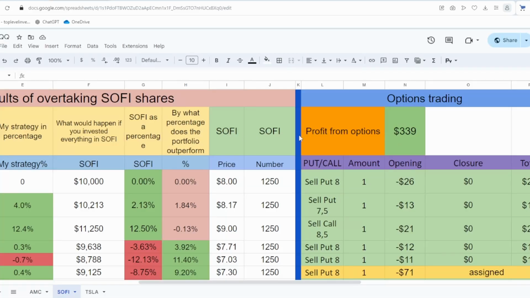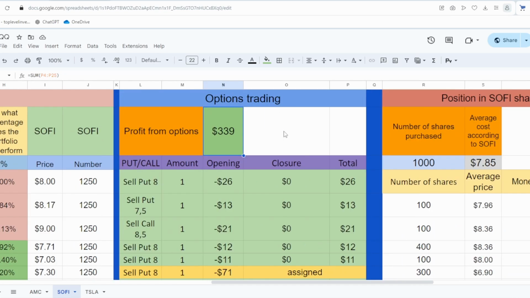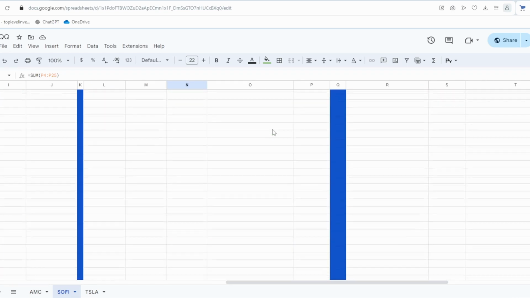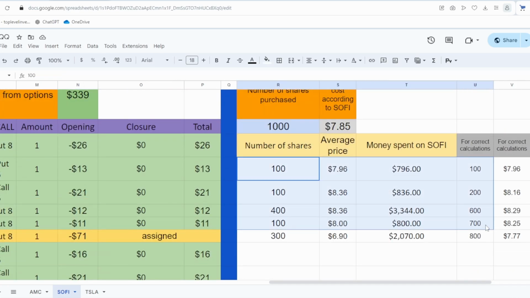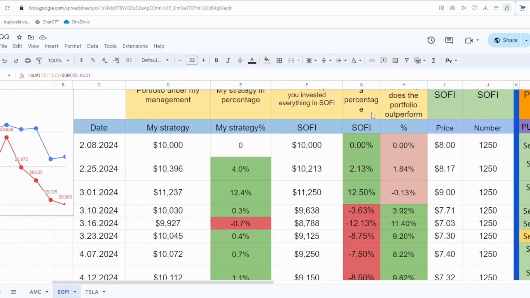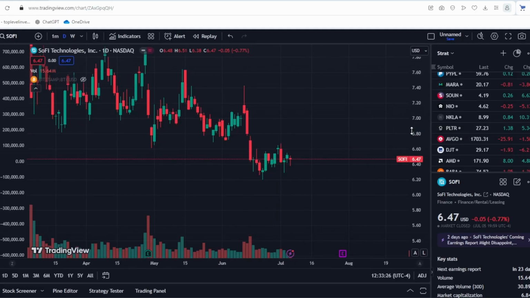We can look at all my trades. I've earned around $350 from trading options on this stock. Currently, I hold 1,000 shares of SOFI with an average price of $7.85. Yes, I'm at a loss now, but that's a normal situation. Again, some might ask why I'm not making more trades. The key here is discipline and patience. There's no need to rush and open a lot of trades.